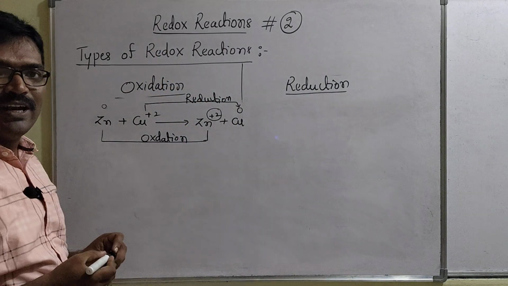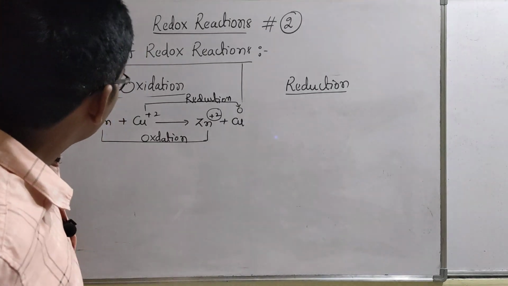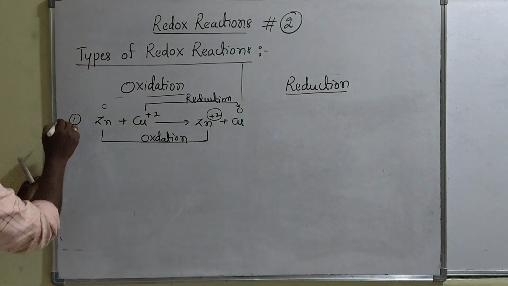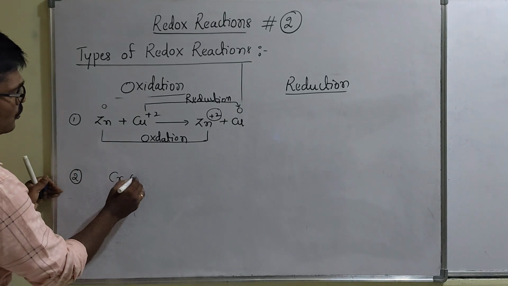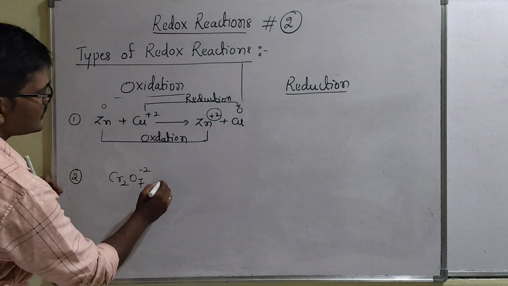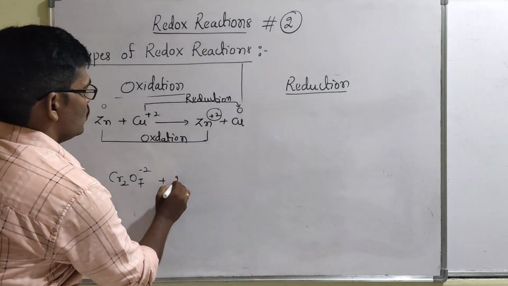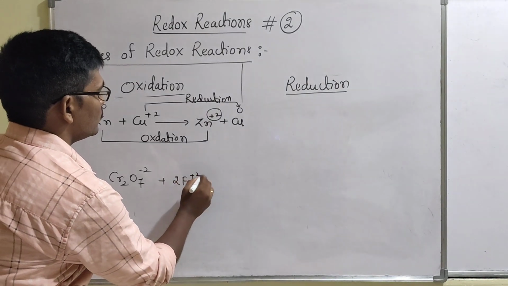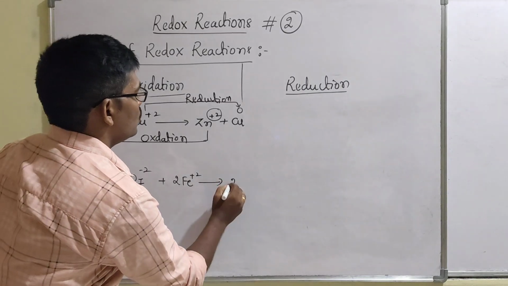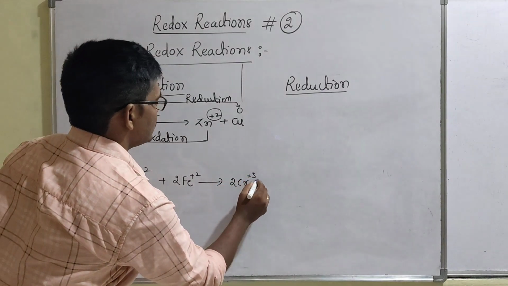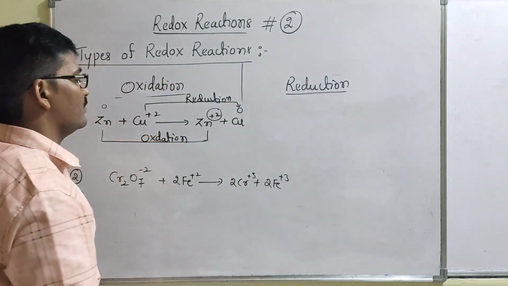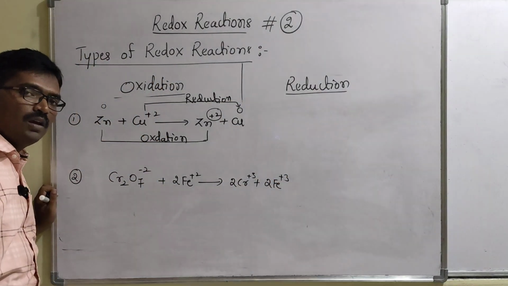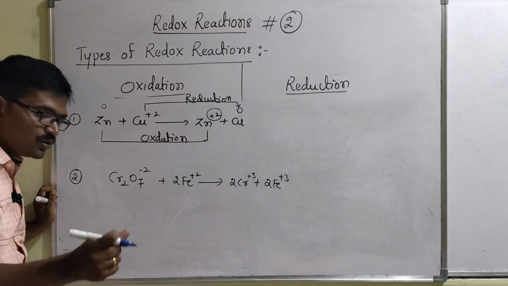Understand my dear students, right? So one more example, in case if we take Cr2O7 2- plus 2Fe2+ gives rise to 2Cr3+ plus 2Fe3+, like this. It is one of the redox reactions. Observe it carefully, my dear students.